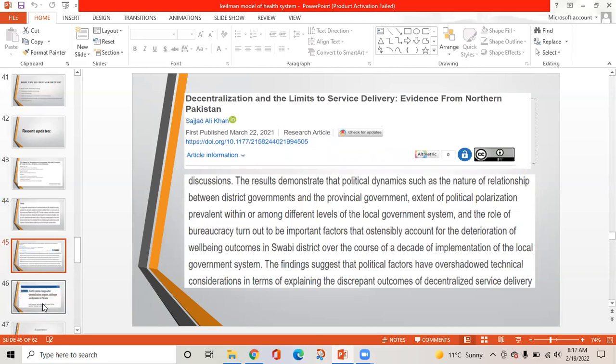Another article published is Decentralization and the limits to service delivery: evidence from northern Pakistan. The results demonstrate that political dynamics, such as the nature of the relationship between district government and provincial government, the extent of political polarization prevalent within or among different levels of the government system, and the roles of bureaucracy turn out to be important factors that account for the deterioration of well-being outcomes in Swabi districts over the course of decades of implementation of the local government system.